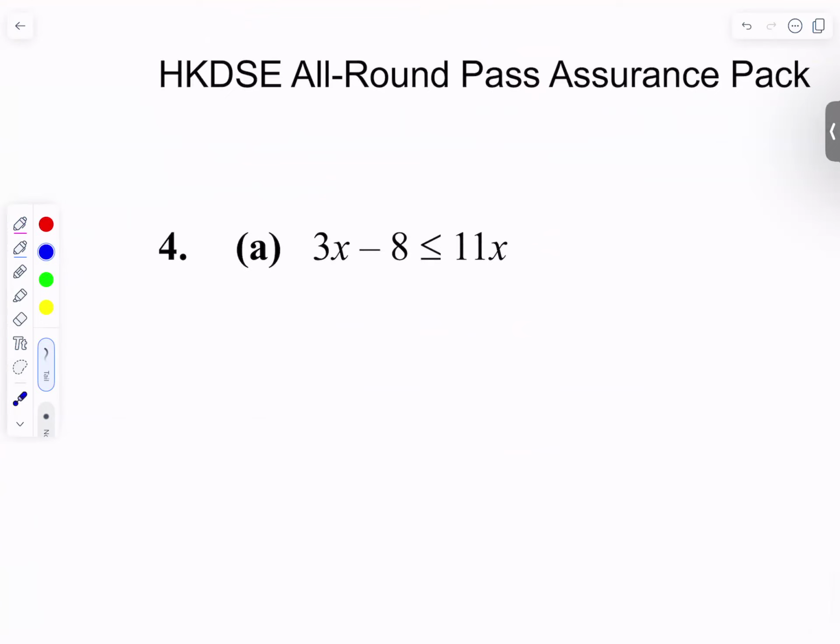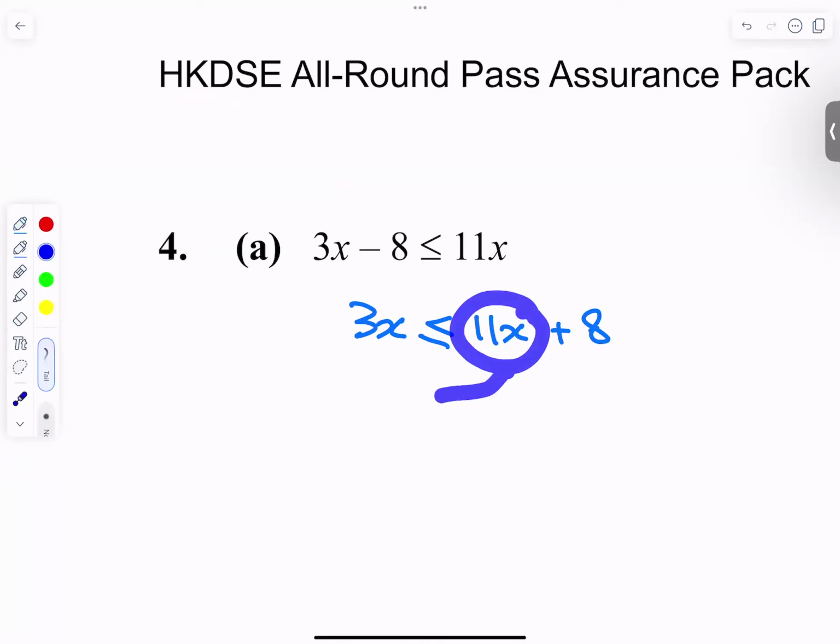We will have to put all the unknowns, all the x's on the left side and the numbers on the right side for easier calculation. So this -8 is just a number, so you will have to move it to the other side. And personally, I don't like skipping any steps, so I do it one by one. And then this 11x here, it's an unknown, so I will have to move it to the left side. It's positive here, so it goes to the other side, minus.